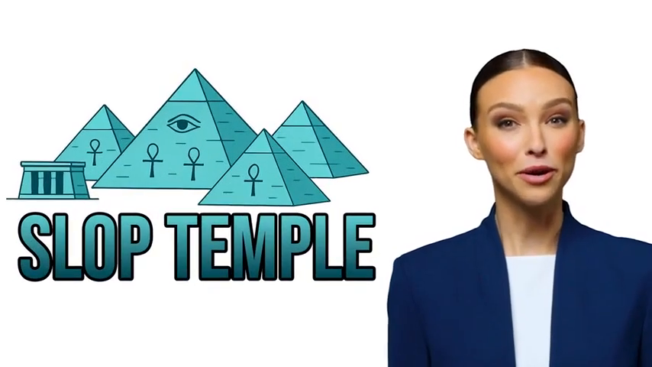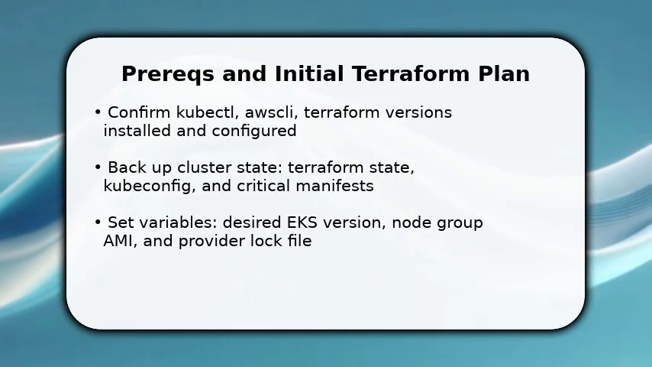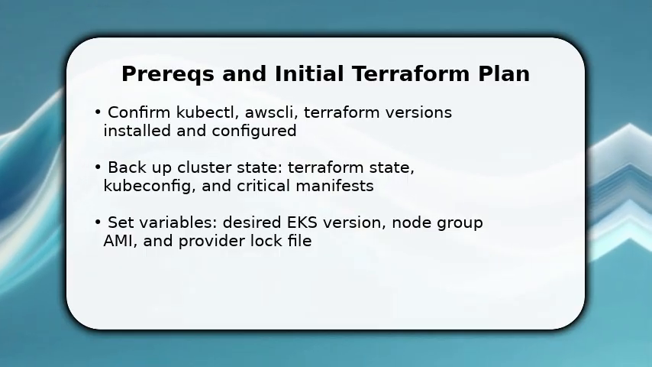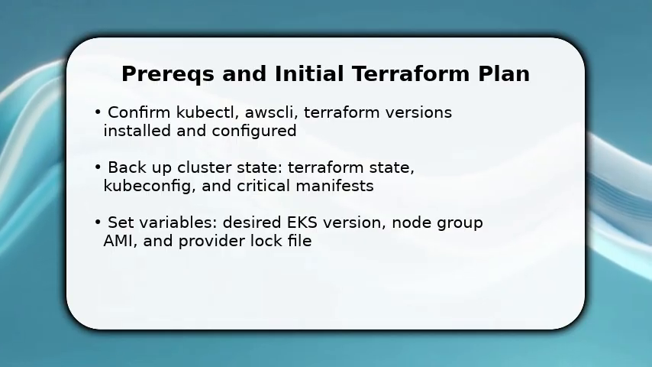We pray this video helps. You start by verifying the essentials. Kubectl, eksctl, and Terraform are configured with the right AWS profile. Once done, export and snapshot your Terraform state and kubeconfig so you can roll back.